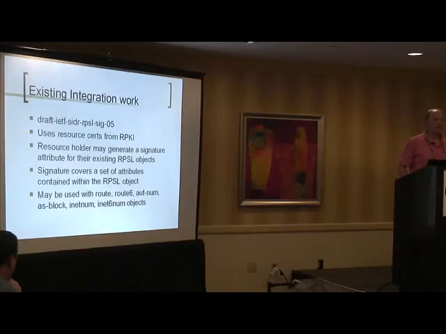M is the signature algorithm. T is a Unix timestamp. A specifies which fields in the object are being signed, so you actually have to specify which fields the signature is covering. And then B is the actual signature itself, encoded in base 64.